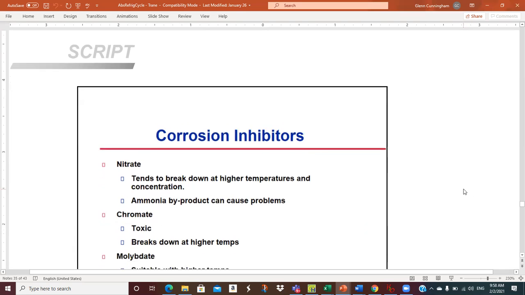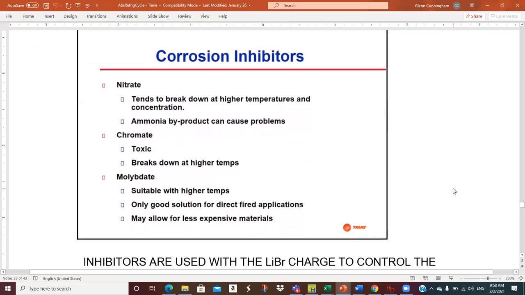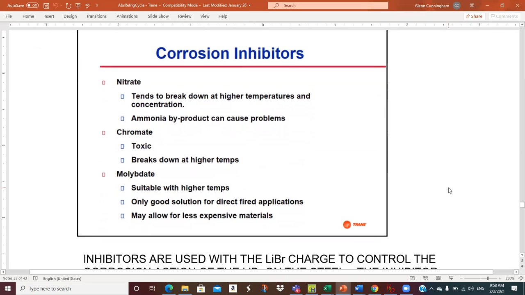Okay, so corrosion inhibitors. Lithium bromide is a salt, and salts and steels cause corrosion together. I'm certainly no corrosion expert, so I'm not going to ask you about nitrate, chromate, molybdate, and all this. But I want you to realize that there are potential corrosion issues, and they have inhibitors, and this is another operational issue that you have to be aware of.